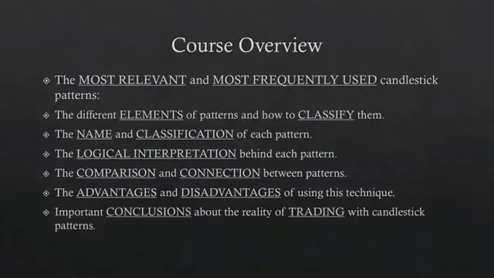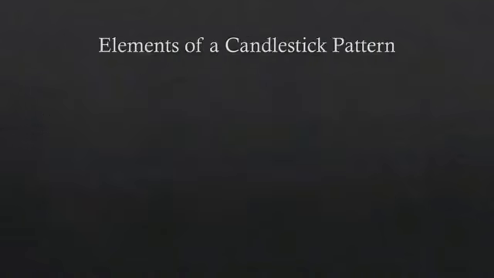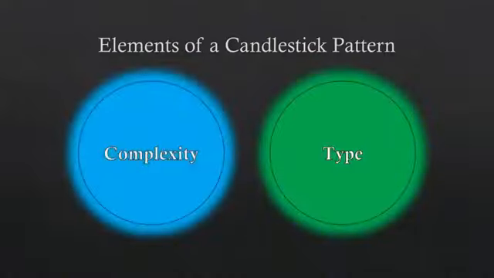Let's begin by talking about the basic elements of a candlestick pattern. A candlestick pattern has two elements that classify it, and it is important to understand these elements and the classifications because that will simplify things later. Let's take a look at each of these two elements individually to see what they mean. They are complexity and type.